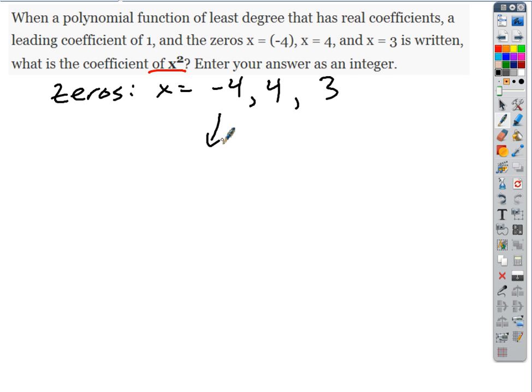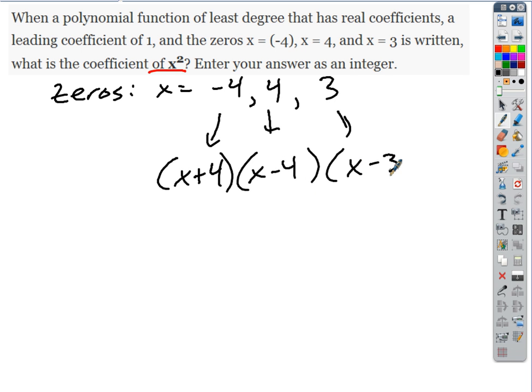What's the factor that goes with the 0 minus 4? Well, not 4. X plus 4. What's the factor that goes with... There we go. So we just build the factors associated with the zeros and multiply them. And that's it. So that's all it amounts to.